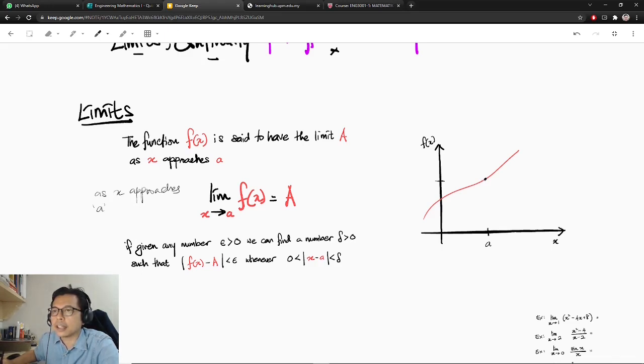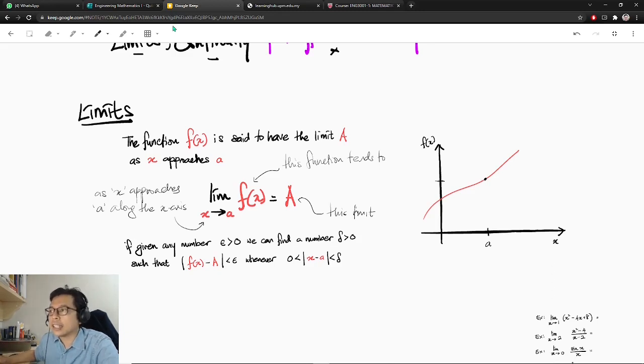okay, little a, as x approaches little a along the x-axis, this is how to read that. This function tends to this limit. Okay, that is the mathematical expression, and this is how you read it.